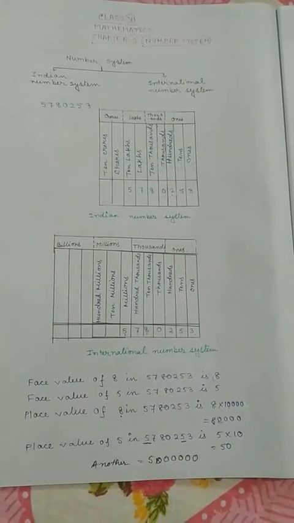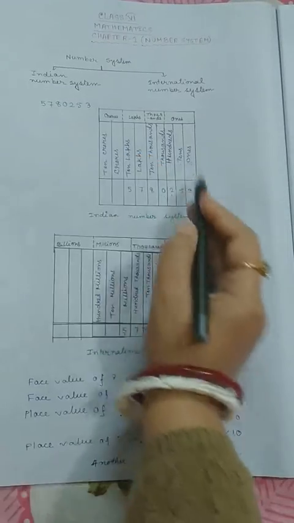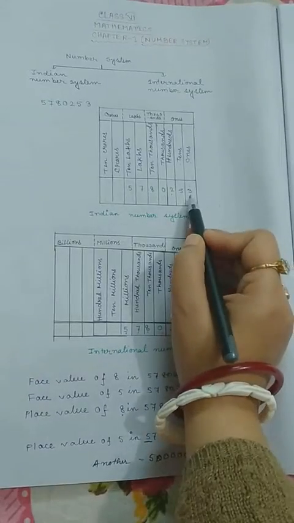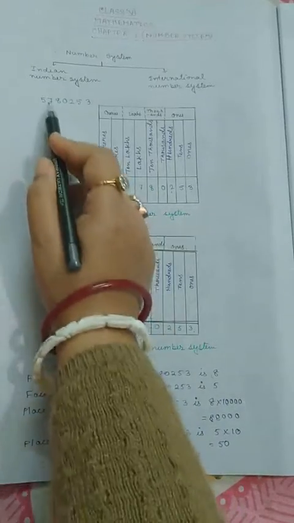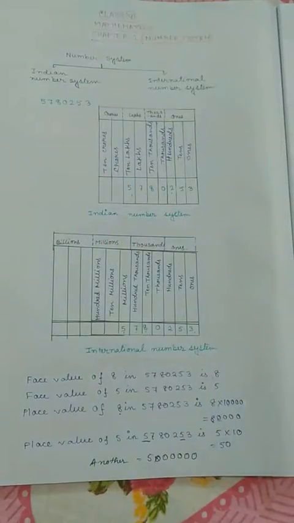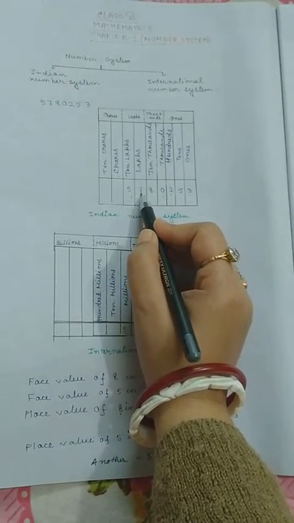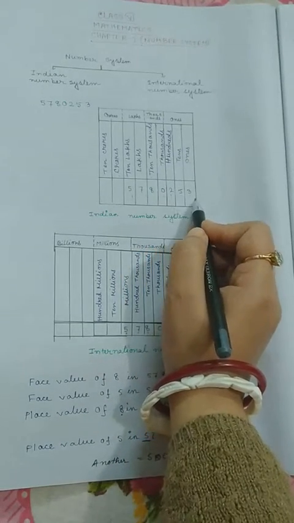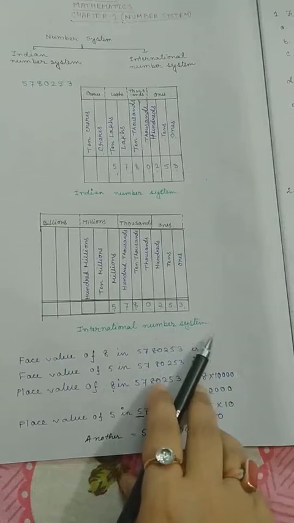So, if we try to write this number according to the Indian number system, you have to write from the rightmost digit, that is 3, and from right to left you have to continue. So, it is first 3, then 5, then 2. Next 0, 8, 7 and 5. Okay. So, after putting the number, what we are getting is 57 lakhs 80,253.